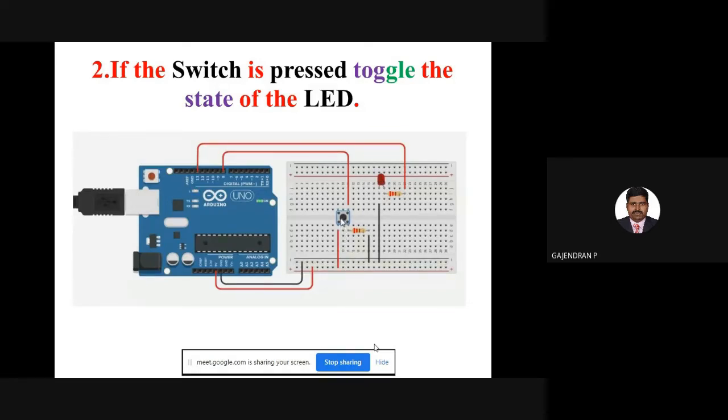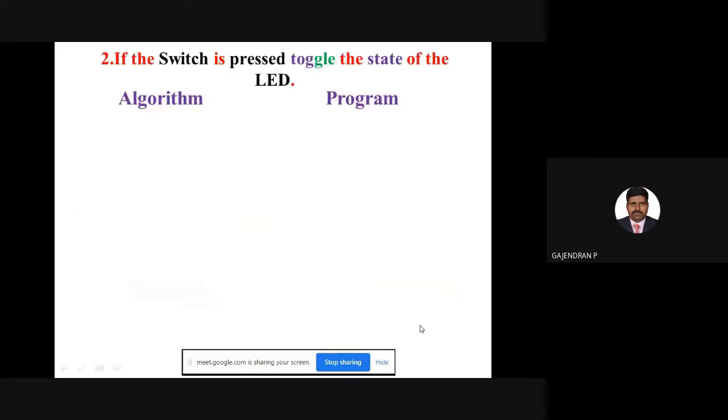And one more thing, at the end of the session, you have to give the application for all the exercises. Please remember, the first one is the switch and the LED. The second one is toggle. Two applications, please think it over. At the end of the session, you have to tell where we can use this. Now we will come to the algorithm part.